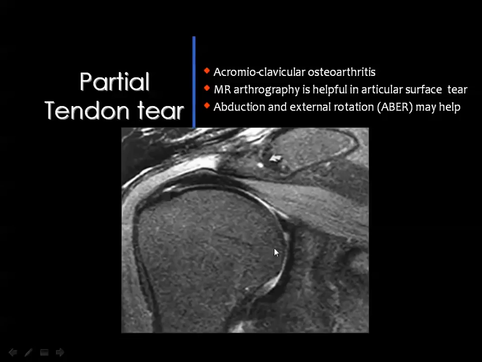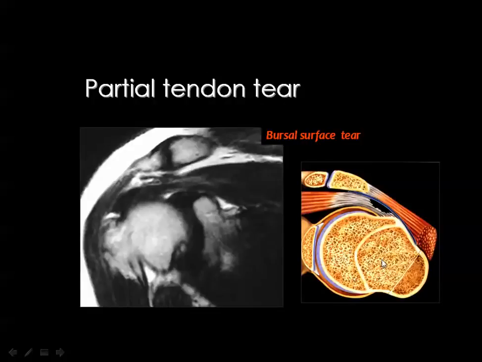This is also an example. This is the supraspinatus muscle and the tendon, and you can see this tear in the articular surface. The bursal surface of the tendon is intact. Then bursal tear affects the surface of the tendon facing the subacromion subdeltoid bursa.